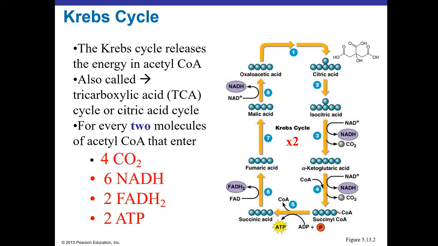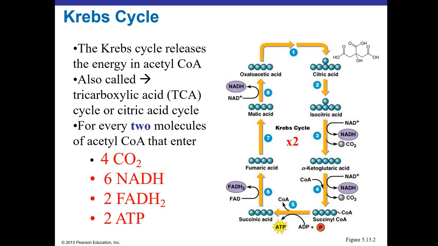We start out with oxaloacetic acid, and then in reaction 1, it is going to be converted into citric acid as the acetyl-CoA is added. That's why sometimes you'll hear the Krebs cycle be referred to as the citric acid cycle. The citric acid is then going to have some rearrangements of hydrogens, and that's going to make isocitric acid.